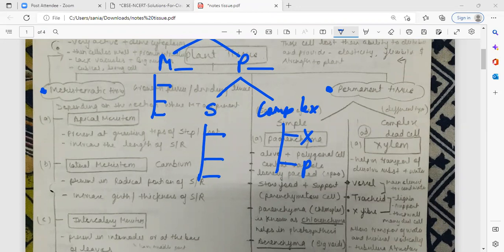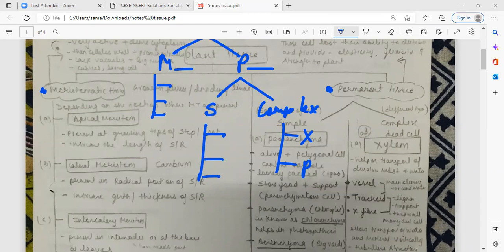Okay, done. Okay. So now you will write about everything one by one. First of all, apical. So this is the first one. Apical is present at the growing tips of stem and root and increases the length of the stem and root. And this will be your apical. And from here, first of all, you will write meristem, the lateral one. Apical, we wrote it, and then you will write about lateral meristem.